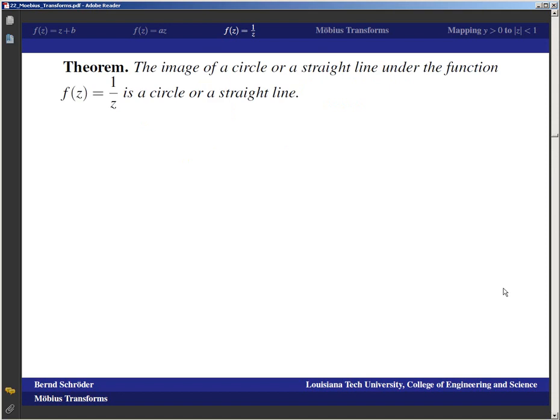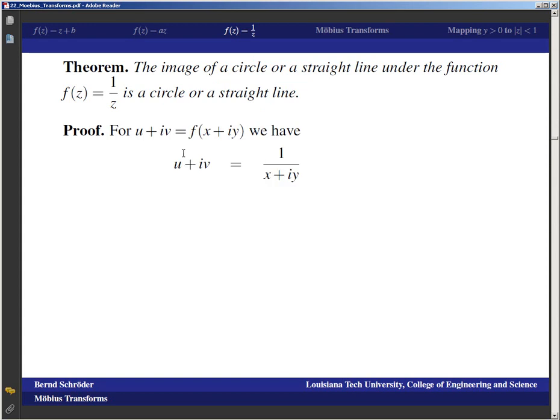Well, here's the theorem. The image of a circle or a straight line under the function f(z) = 1/z is a circle or a straight line. And here's again where we have to interpret the mathematical language correctly. Circle or a straight line is the union of the two, and that's mapped to a circle or a straight line, which does not mean circles go to circles and lines go to lines. It could include that some circles go to lines and some lines go to circles. And that is indeed what happens.